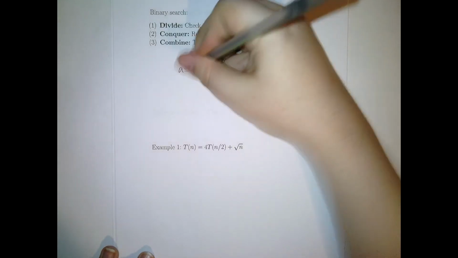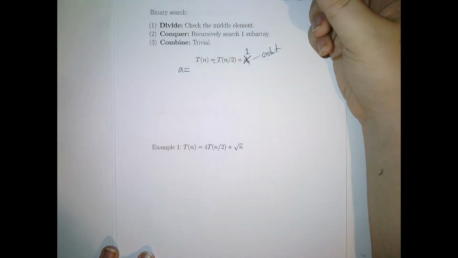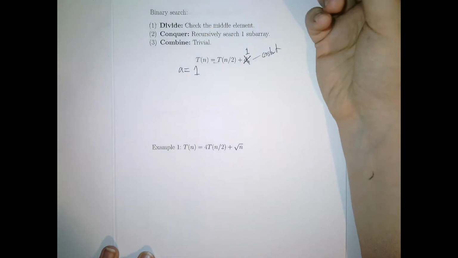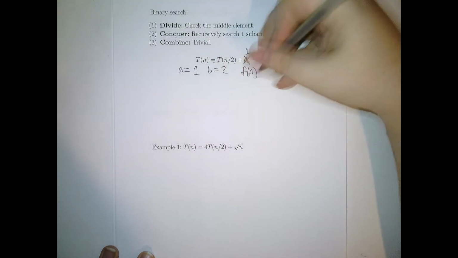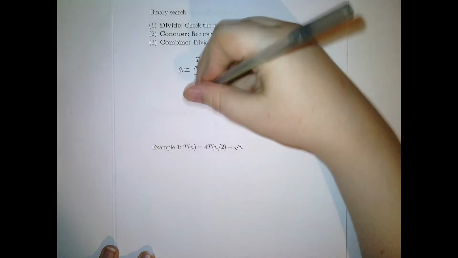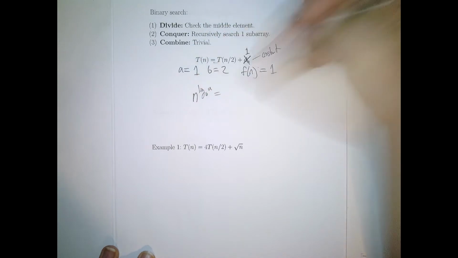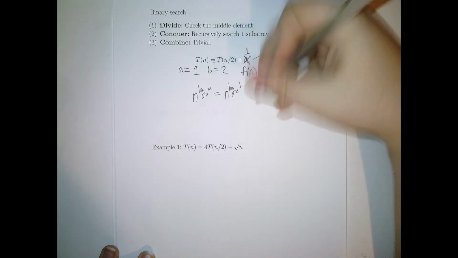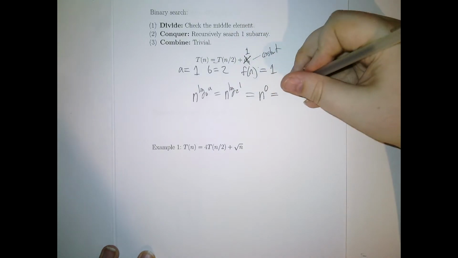Let's see, our a is, well, I don't see a number here. So actually that tells you it's 1, right? There's no coefficient written there, but it's because we only have 1 copy. B is still 2, like the last one, and f of n is actually going to be 1 this time. And if we go ahead and find n to the log base b of a, it's going to be n to the log base 2 of 1, which is n to the 0, which is actually 1.